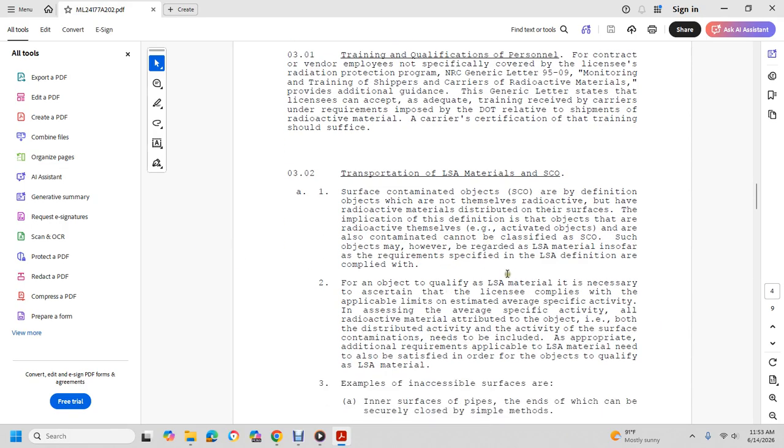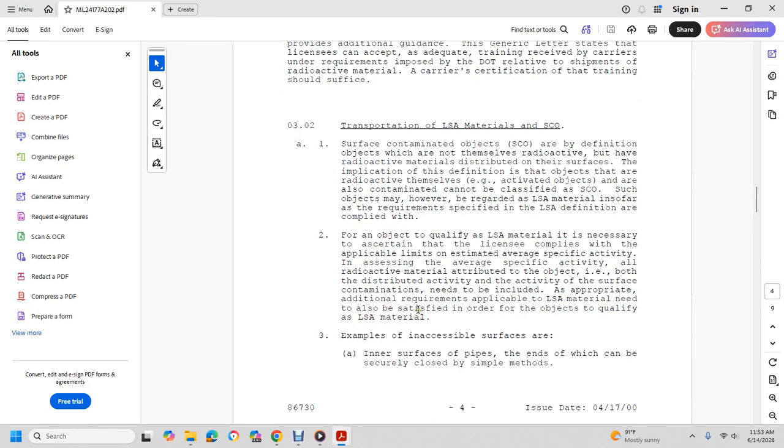For object qualification, LSA material requires a certain license compliance over the applicable limited estimated average specific activity. In assessing average specific activity, all radioactive material attributed to the object, including the distribution of activity and surface contributions, contamination needs to be included as appropriate. Additional requirements applicable to the LSA material need to be satisfied in order for objects to qualify as LSA material.